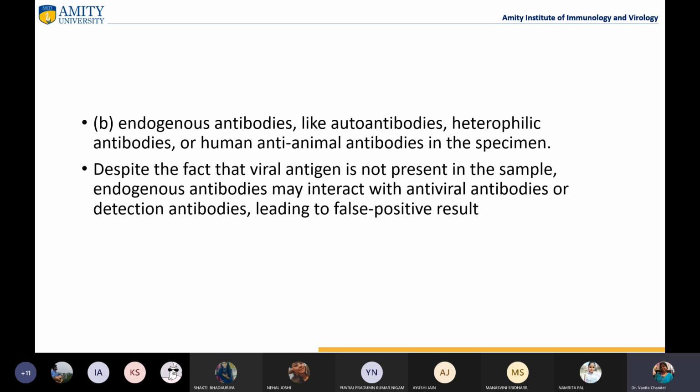And another problem is that there are certain endogenous antibodies, like autoantibodies or heterophilic antibodies or human anti-animal antibodies, which might be present in the specimen. So despite the fact that viral antigen is not present in the sample, these antibodies may interact with antiviral antibodies or detection antibodies, and that will again lead to a false positive result.